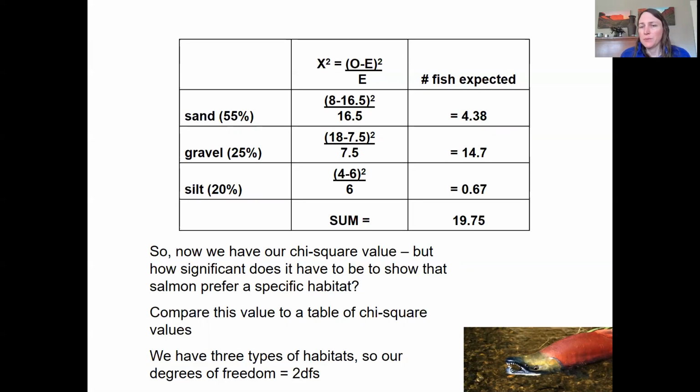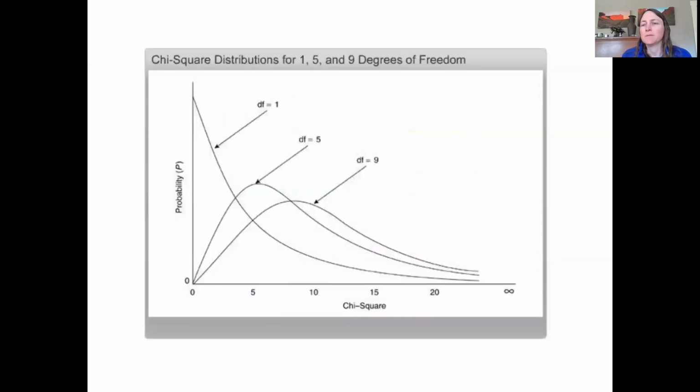So now we have our chi-square value, but how significant does it have to be to show that salmon prefer specific habitat? We would have to go to a table of chi-square values, knowing our degrees of freedom are 2. First, I'll show you the distribution of chi-square values. Here's what chi-square looks like as degrees of freedom grow from 1, 5 to 9. You can see it's a skewed distribution. It's not a normal distribution. But these curves don't really help us very much.